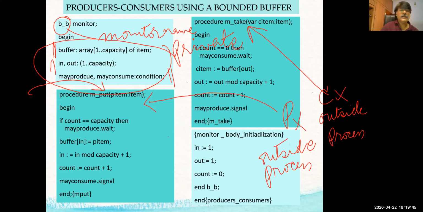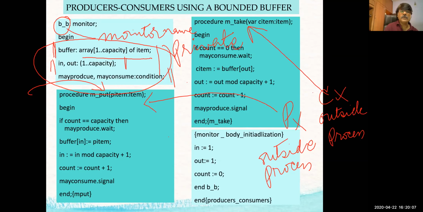So as I said, in this particular monitor program, the buffer is implemented using an array. This will be hidden from the producer and consumer. They will not know that the buffer is actually an array. In and out are pointers, may produce and may consume are queues.